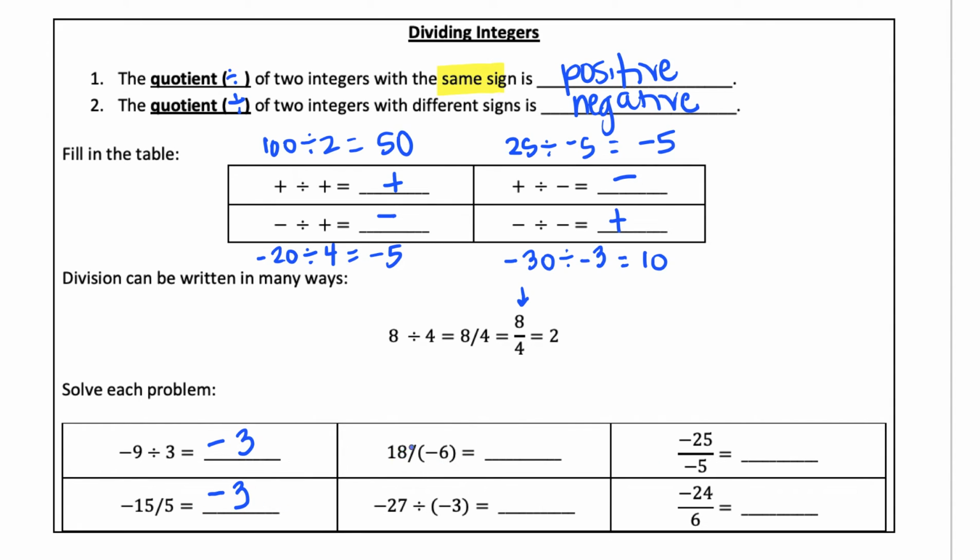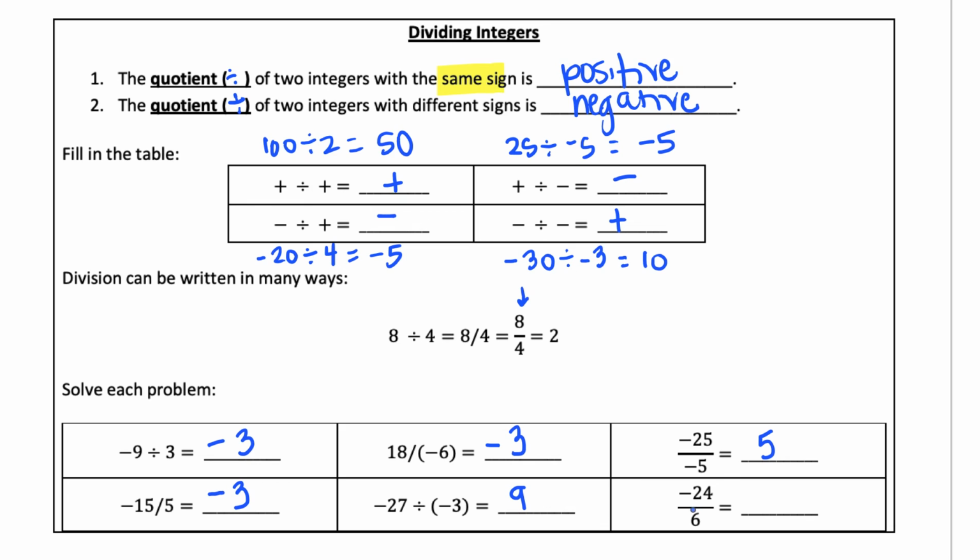Then I have 18 divided by negative 6. The signs are different, so my answer will be negative, and 18 divided by 6 is 3. In my next problem, I have negative 27 divided by negative 3. The signs are the same, so I will get a positive answer here. And 27 divided by 3 is 9, so positive 9. Then I have negative 25 divided by negative 5. The signs are the same, so the answer will be positive, and 25 divided by 5 is 5.